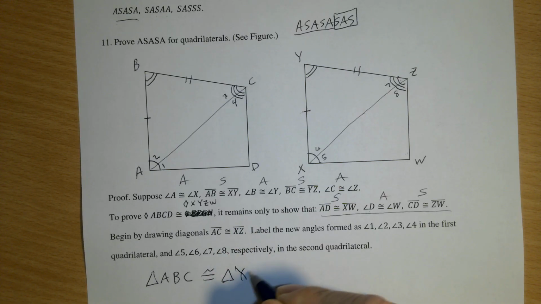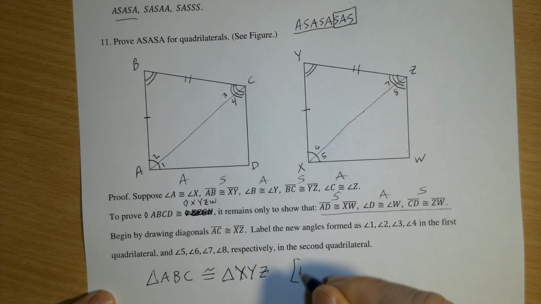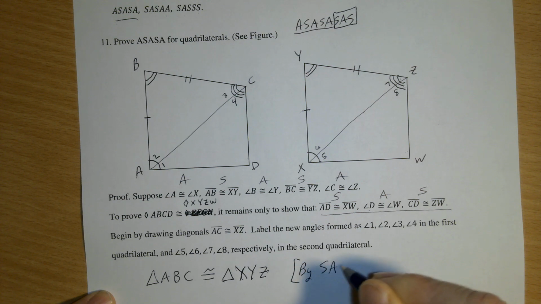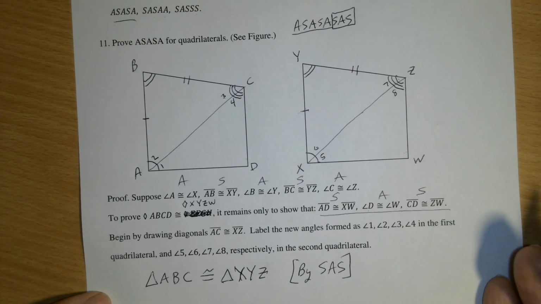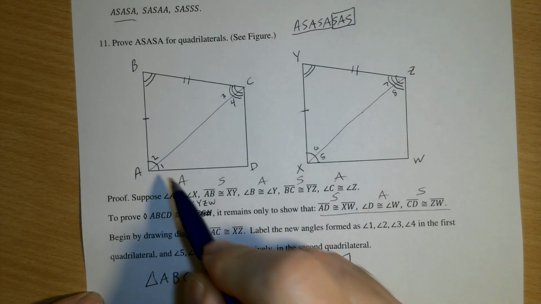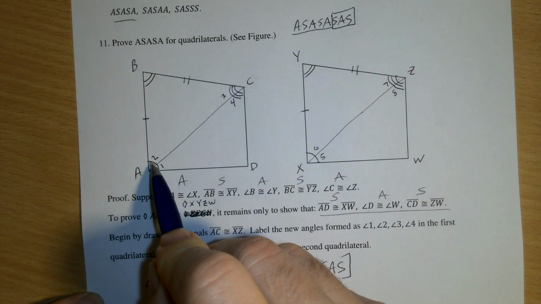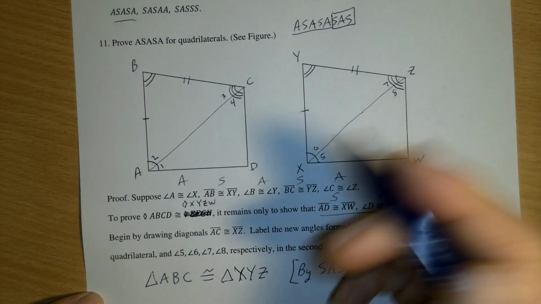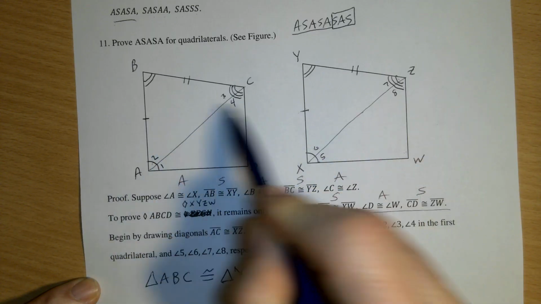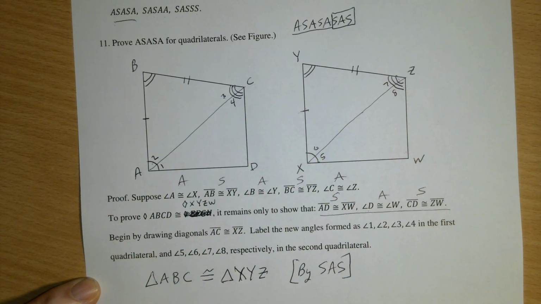Oops, X, Y, Z. Great. Now I'll go ahead and put by side, angle, side. All right, well, what does that tell us? That tells us a couple of things. That tells us that angle 2 is congruent to angle 6. That's easy. It's just corresponding parts. If this triangle is congruent to this triangle, all their corresponding pairs are congruent.